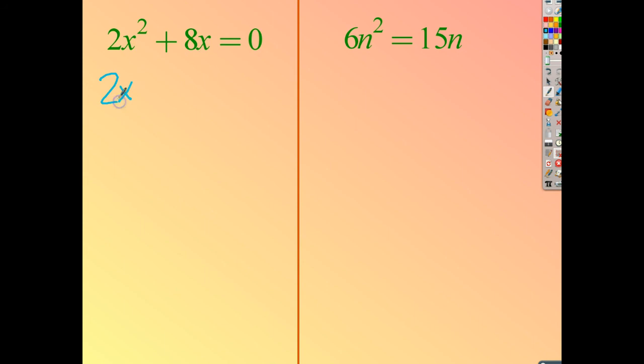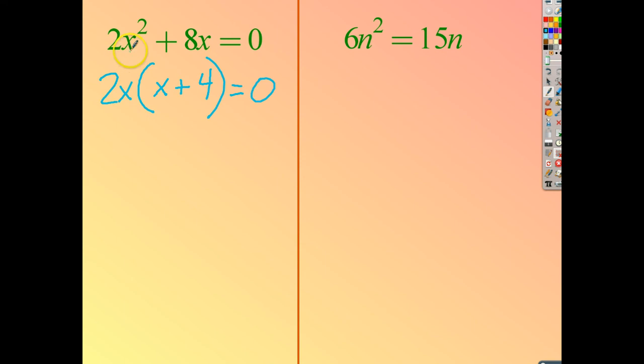So I can do this and I can say 2x and multiply this. So I'm sort of reversing it and undoing the distributive property. So I have 2x, and that leaves me with x here and then plus 4, and this is equal to 0. So basically what I'm doing is factoring out.